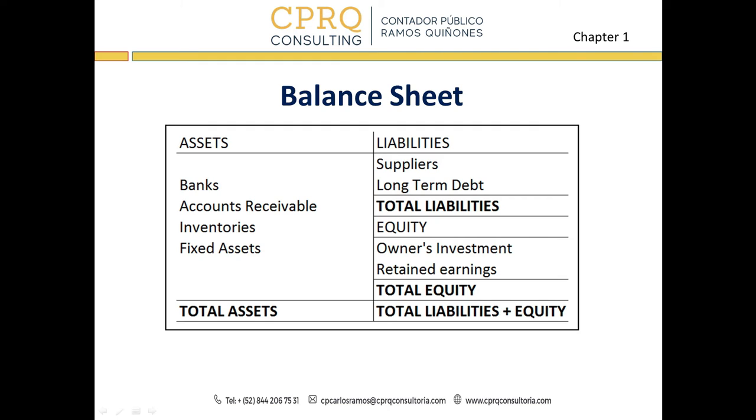And in equity, we have the owner's investment and the retained earnings of the business. In this part we have what the business is. Equity is equal to assets minus liabilities. Or in other words, what the company is equals what the company has, minus what the company owes.